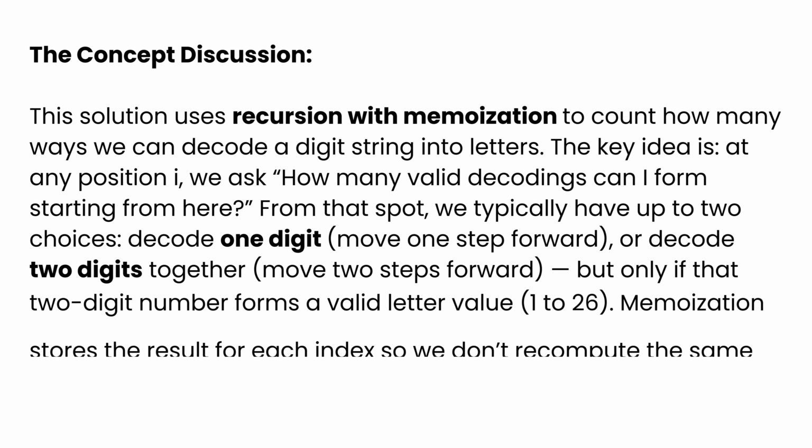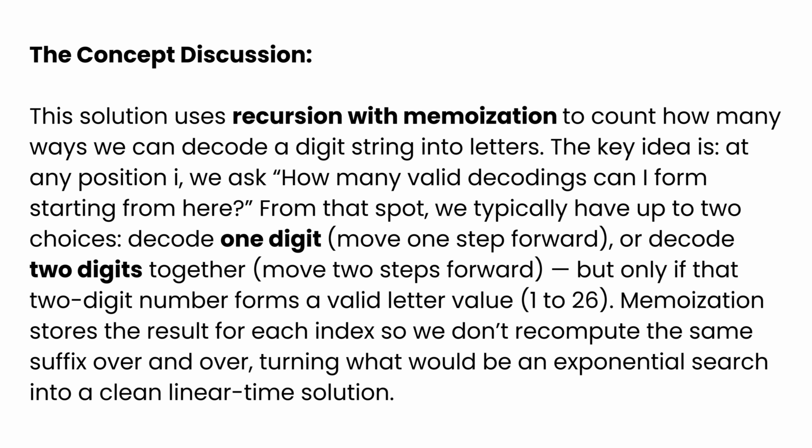This solution uses recursion with memoization to count how many ways we can decode a digit string into letters. The key idea is that at any position i, we ask one question: how many valid decodings can I form starting from here? From that spot, we typically have up to two choices. We can decode one digit and move one step forward, or we can decode two digits together and move two steps forward. But we only do that second option if the two-digit number forms a valid letter value from 1 to 26. Memoization stores the result for each index. That way we do not recompute the same suffix over and over. This turns what would be an exponential search into a clean linear time solution.